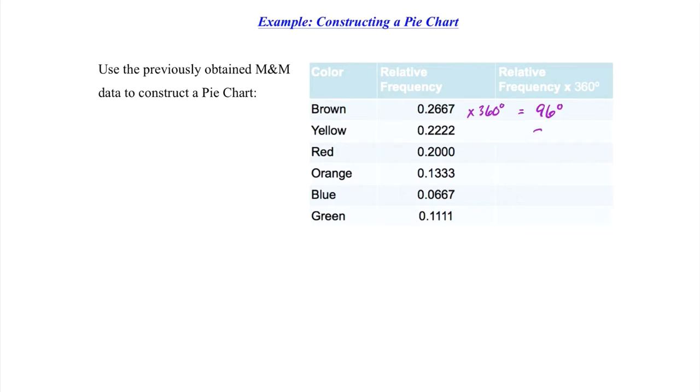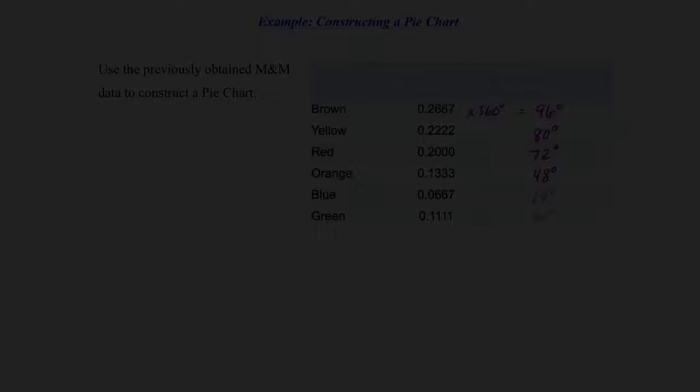So for yellow, we end up with 80 degrees. For red, we end up with 72 degrees. For orange, we end up with 48 degrees. For blue, we end up with 24 degrees. And for green, we end up with 40 degrees.